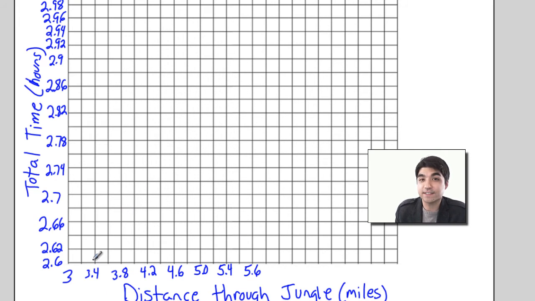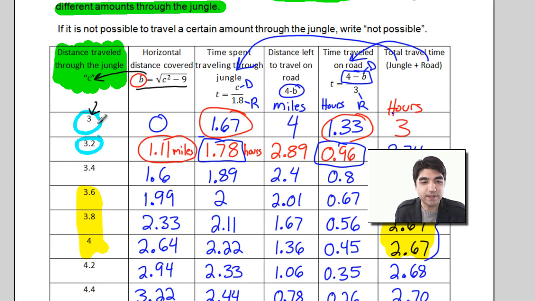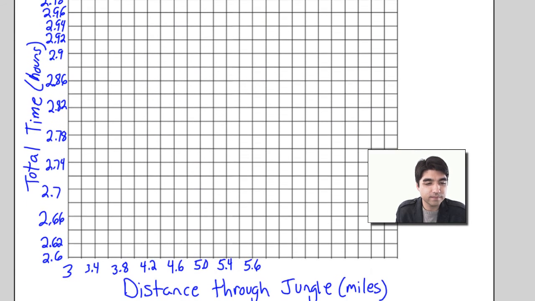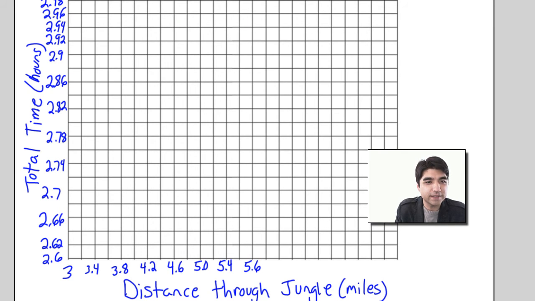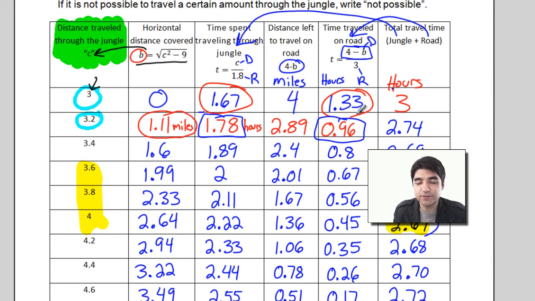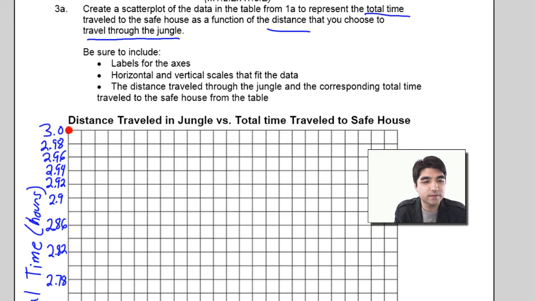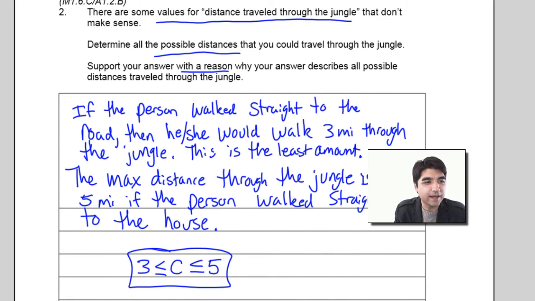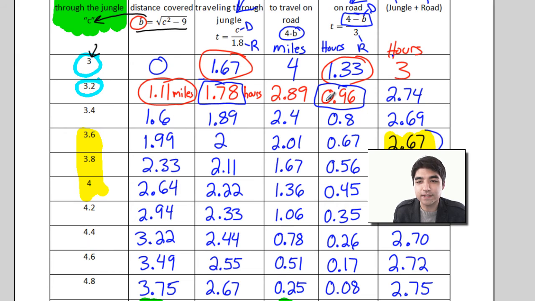So then you just need to graph your data points. If I go back to this page, we have 3 and 3. So that would be 3 and then up to 3. Maybe I'll use red. So put that point there. Flip back a few pages. We have 3.2 and 2.74. Oh, that drops down a lot. And then we have 3.4 and 2.69.